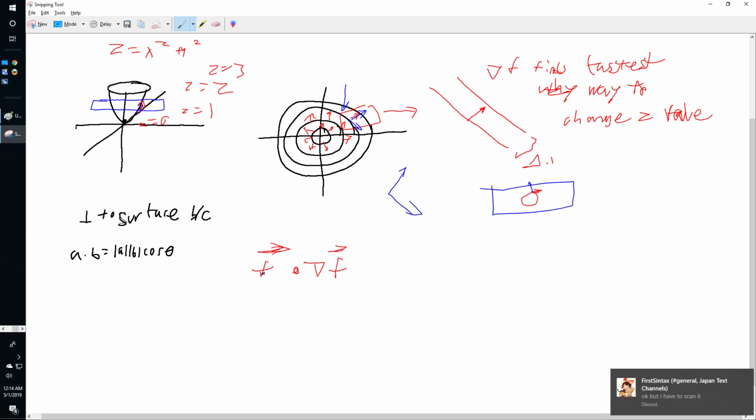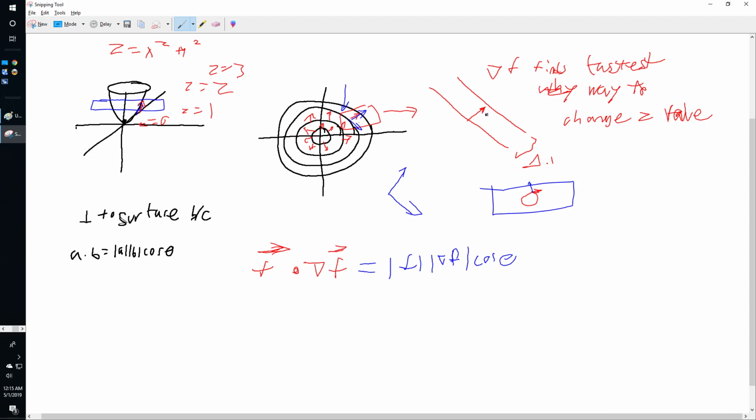So I have f, the function, dotted with the gradient, and that's going to be equal to the magnitude of f times the magnitude of the gradient of f times cosine theta. But because this is a right angle, since the shortest path is always going to be perpendicular, a straight line, cosine 90 is going to equal 0. So f dot the change in f is going to equal 0. And what does cosine 90 tell you? It tells you that the function f is always going to be perpendicular to the gradient vector.